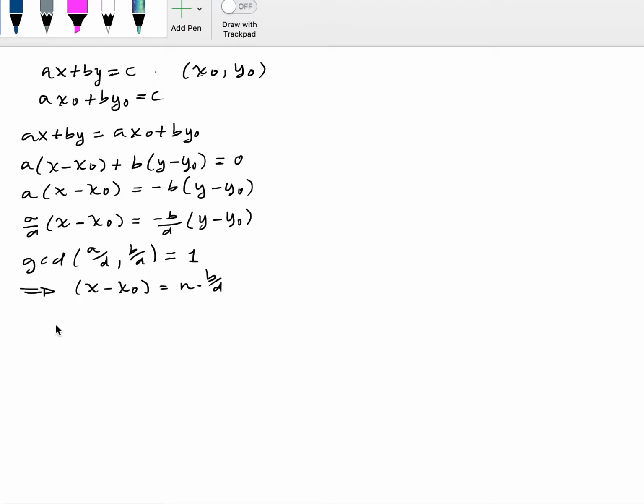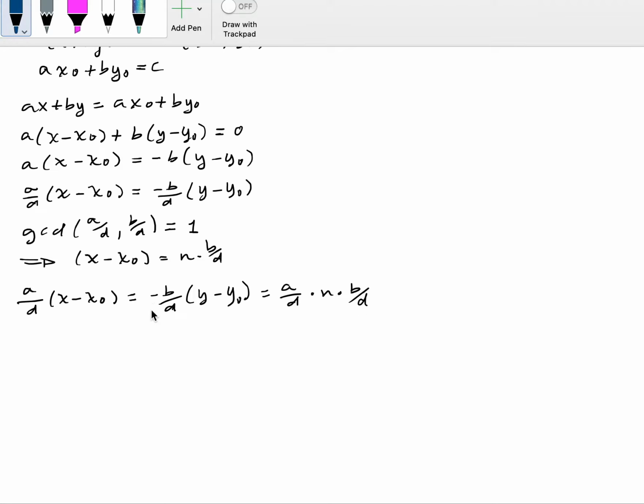Now we're going to put everything together. We can now say that a over d times (x minus x naught) is equal to negative b over d times (y minus y naught). And we can say that this is equal to a over d times n times b over d. Now, from here we can see that we can solve for y.